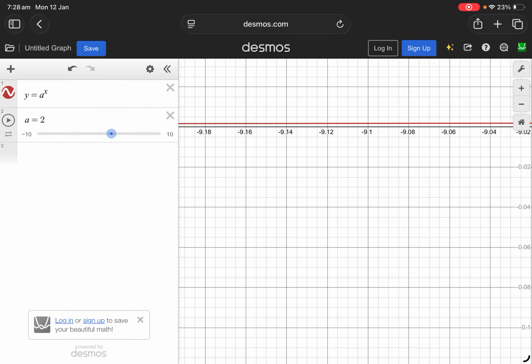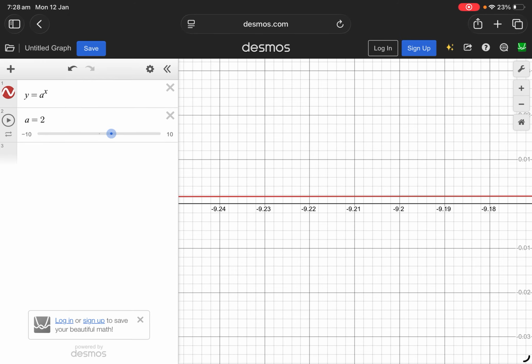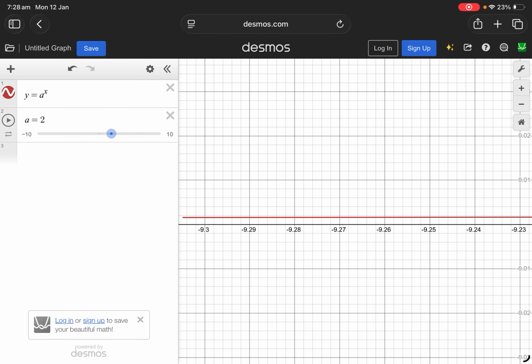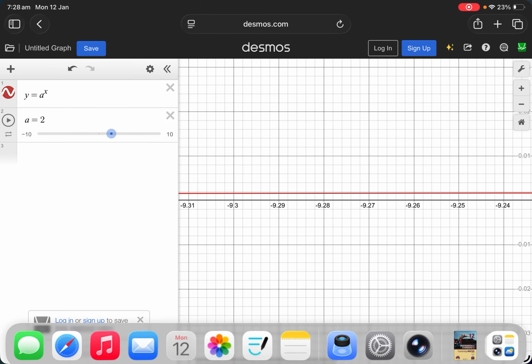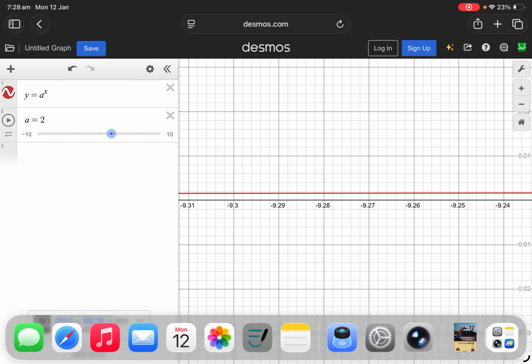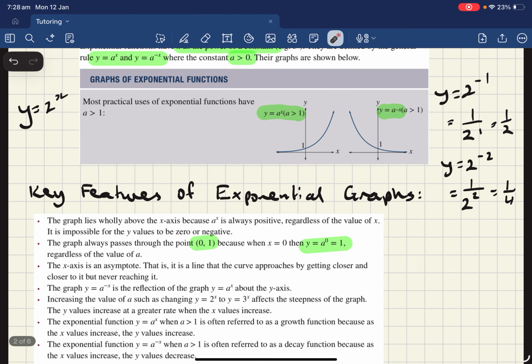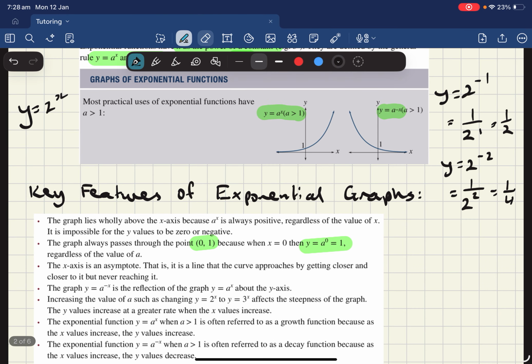But if I continue zooming in, you can see it will never actually touch the x-axis. It will get really, really close to it. So we say, you have a special name for this, that the x-axis is an asymptote. So it's a line that the curve approaches by getting closer and closer, but it never reaches it, okay?